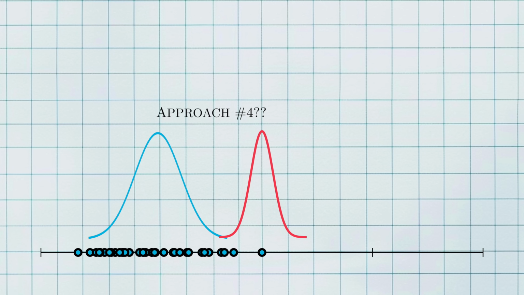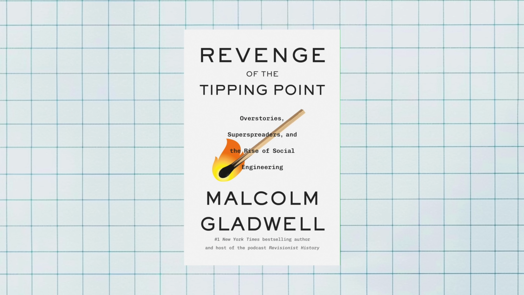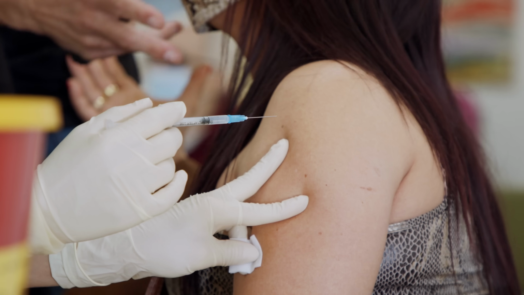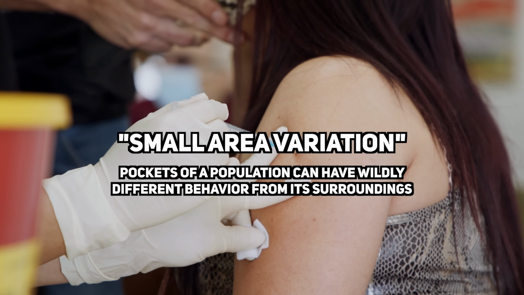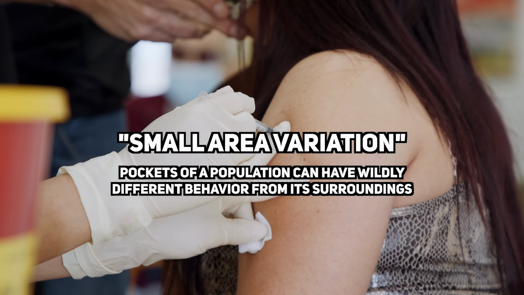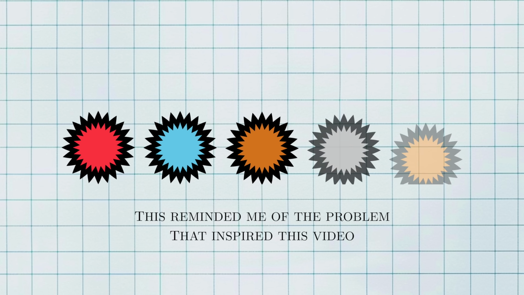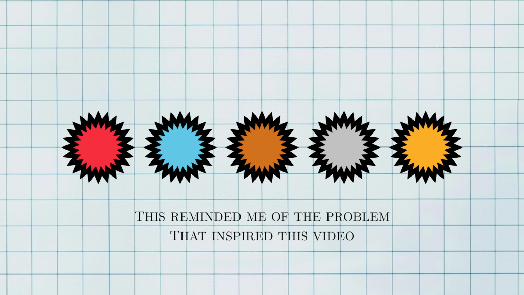I'll be impressed. This video was inspired by Malcolm Gladwell's new book, Revenge of the Tipping Point. There's a phenomenon called small area variation that gets brought up. It's the idea that pockets of a population can have wildly different behavior from their surroundings. This idea was similar to a problem I once read about, so it inspired this video.